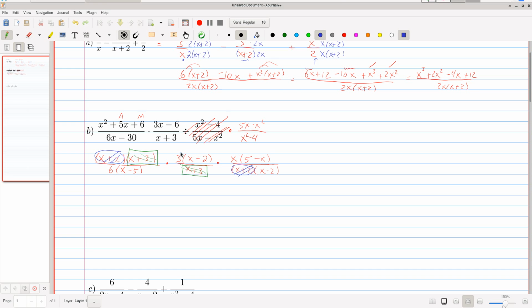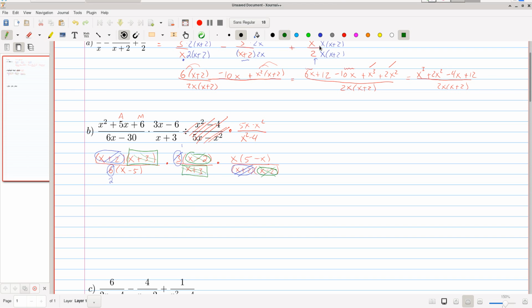Next up, I see we have a 3 in the numerator, and we have a 6 in the denominator. So we can reduce those. We can divide this by 3, which will leave us with 1. We can divide this by 3, which will leave us with 2. Next up, we have an x minus 2 in the numerator and an x minus 2 in the denominator. So these will cancel out.